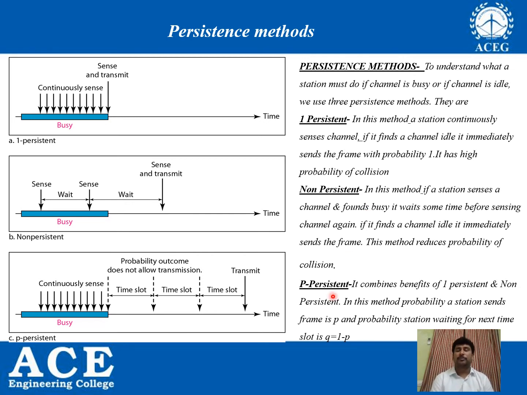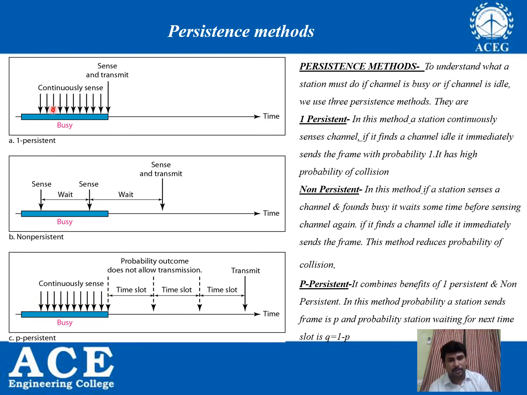The third persistence method is called the p-persistent method. Here we try to combine the effects of single persistent and non-persistent. In this method, the probability of sending a frame is p, and the probability of refraining from sending the frame is q equal to 1 minus p. So as we mentioned, we are combining the features of one-persistent and non-persistent.